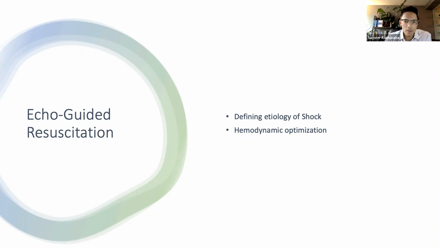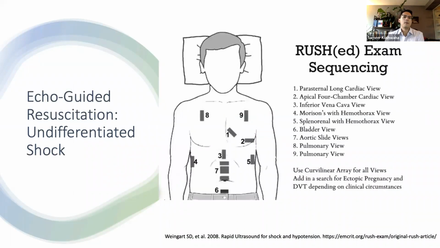So there's multiple protocols that have been suggested for echo and ultrasonography in the context of undifferentiated shock and in trauma. There's the FAST exam, which we probably all have heard of before, where you look at the hepatorenal, splenorenal, subxiphoid, and bladder spaces to look for evidence of free fluid or blood.